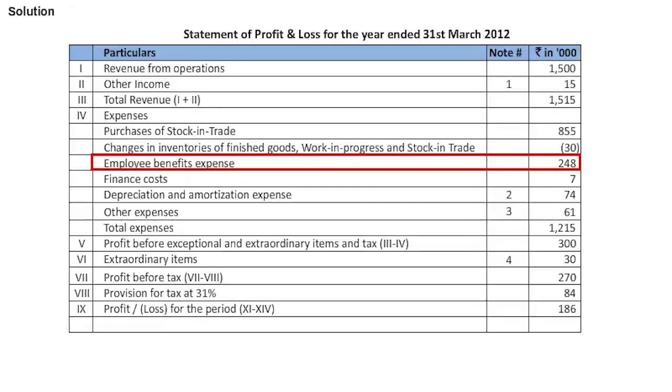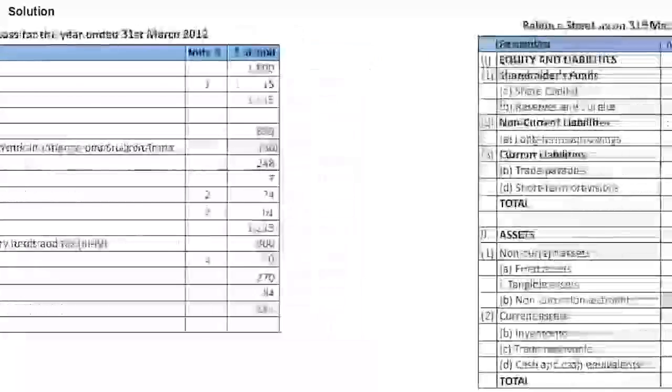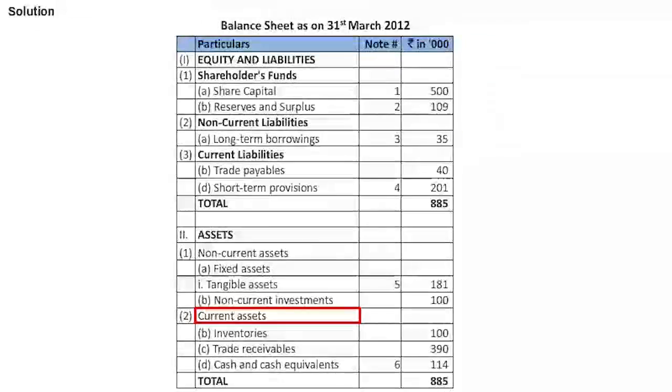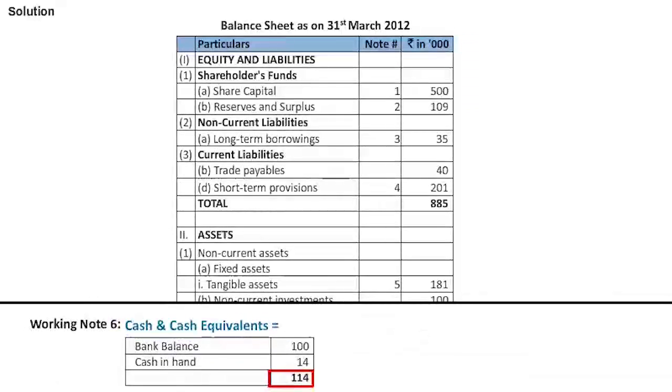So that is why 248, I have shown it in employee benefit expenses. In such cases, you can always make the assumption that the administrative expenses are basically employee benefit expenses in the absence of specific salary information given. Then please, in such cases it is necessary that you make a footnote. You show it as an assumption in your answer. So 248 done. Cash at bank and cash in hand will be part of your current assets. 100 plus 14. That will be cash and cash equivalents.